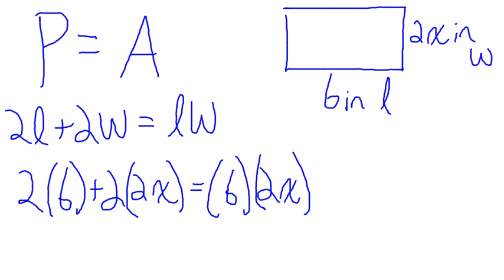So let's take a moment here and simplify any like terms we have. 2 times 6 is, of course, 12, plus 2 times 2x, which is, of course, 4x. That is equal to 6 times 2x, which is 12x.